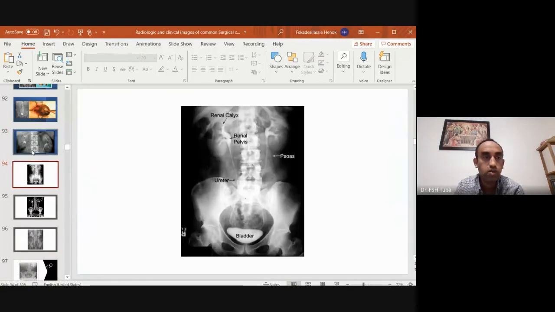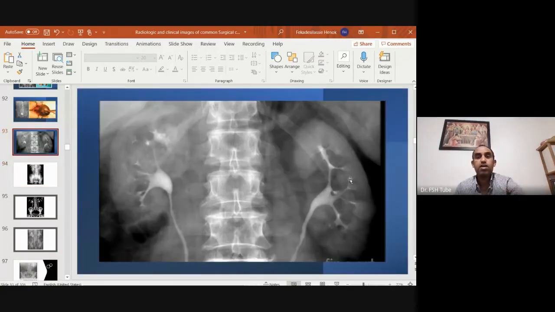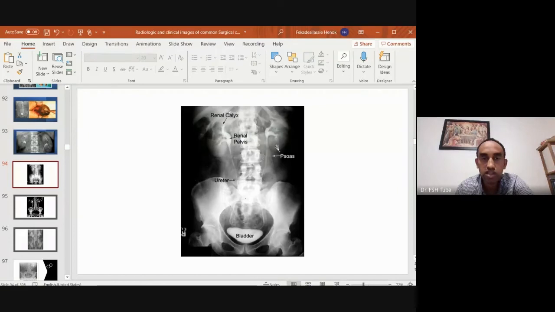So you can see what kind of study this is: IVP, intravenous pyelography, or they call it IVU, intravenous urography. So you can see beautifully the pelvicalyceal system, right? You can see the calyces, which are not obliterated, very beautiful, concave shaped, very beautifully outlined. You can see the renal pelvis, which is not dilated. You can see beautifully the ureter. There is no sign of stricture or obstruction. Contrast is going down. There is no narrowing, no filling defect. Okay? That's an IVP. So this is a normal IVP.